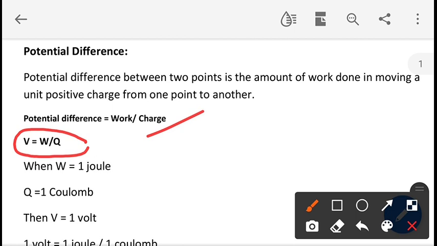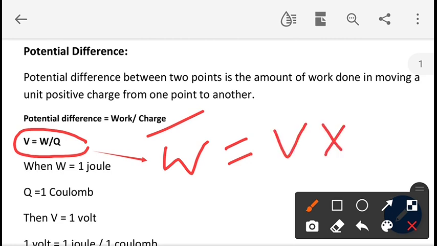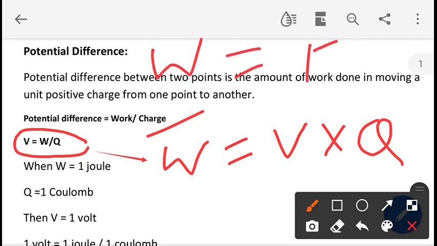The potential difference is equal to work upon charge. Keep this in your mind. And if I simplify it a little, what I can write is W is equal to V into Q. The formula is the same as you studied in class 9: W is equal to F into D. Sometimes in place of D, S is written, no problem.